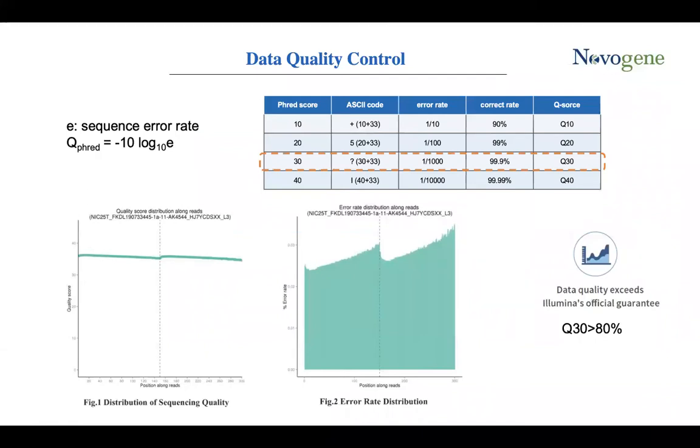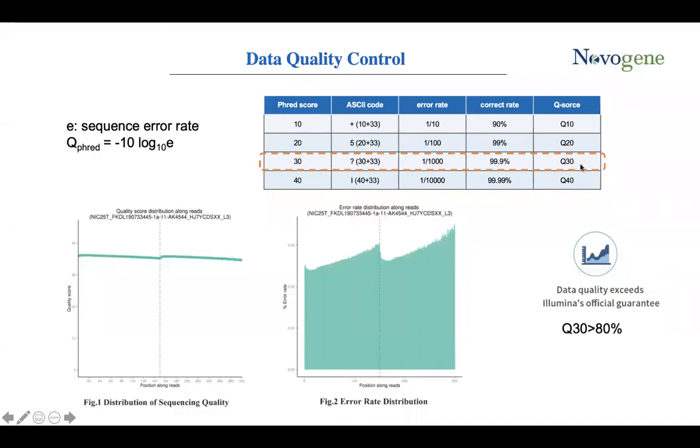And after sequencing, we will move to the data quality control. Here we label E as the sequence error rate, then Q phred, which is the phred quality, can be written as -10 multiplied by the logarithm of E with base 10. So if phred quality or phred score is 30, which means the error rate is 1 of 1,000, and then the correct rate will be 99.9%.